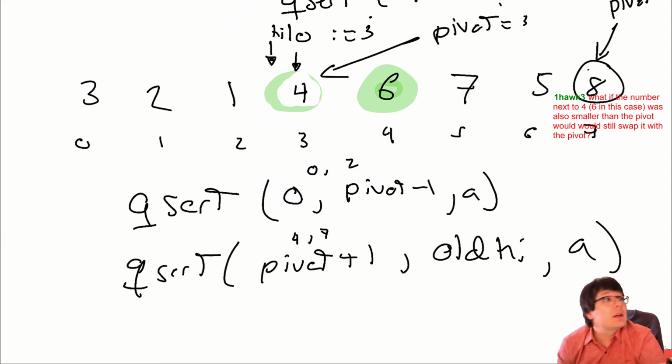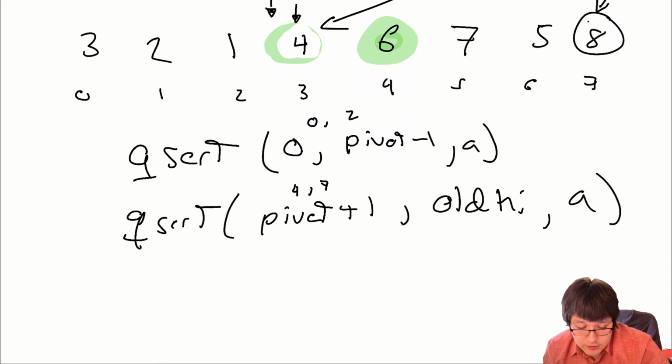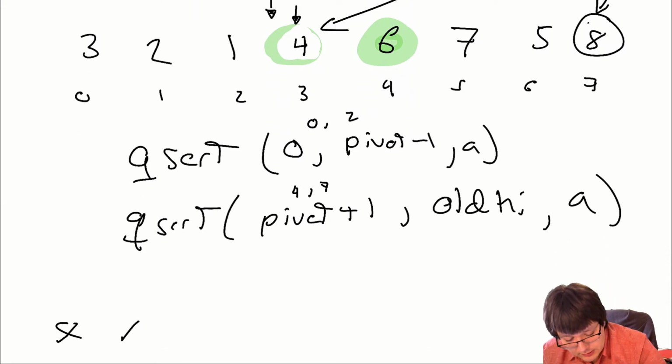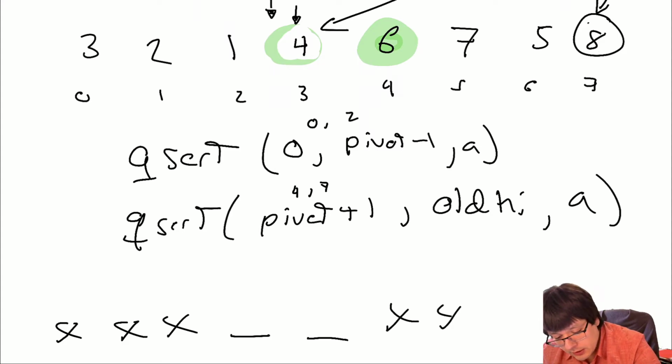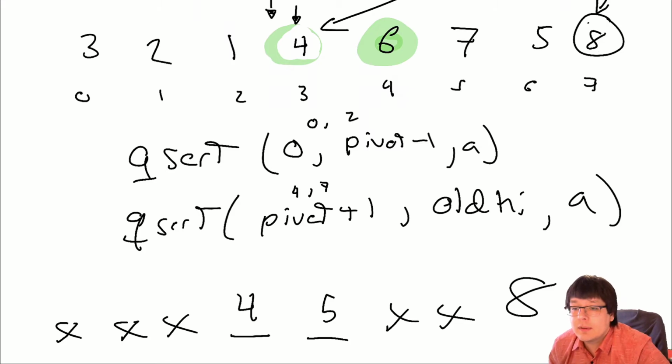Okay? What if the number next to 4, 6 in this case, was also smaller than the pivot? Would you still swap it with that? So that's impossible to happen, because what you're saying is we have a scenario where we have a number here, other numbers, and we have like the 8. So what you're saying is a scenario where we would have something like 4 and 5, right?